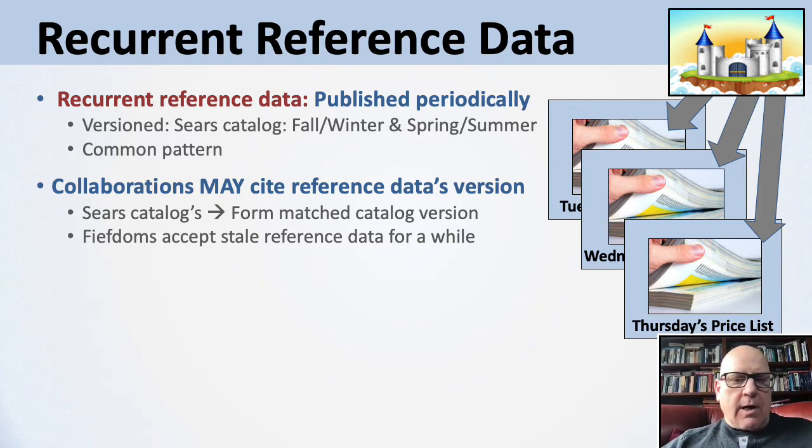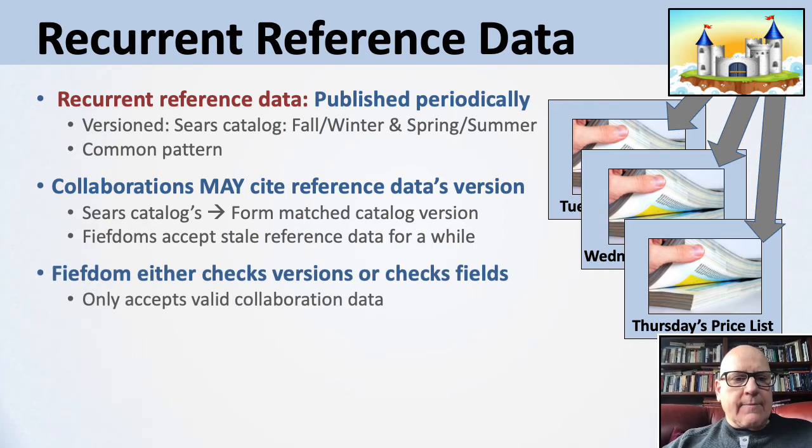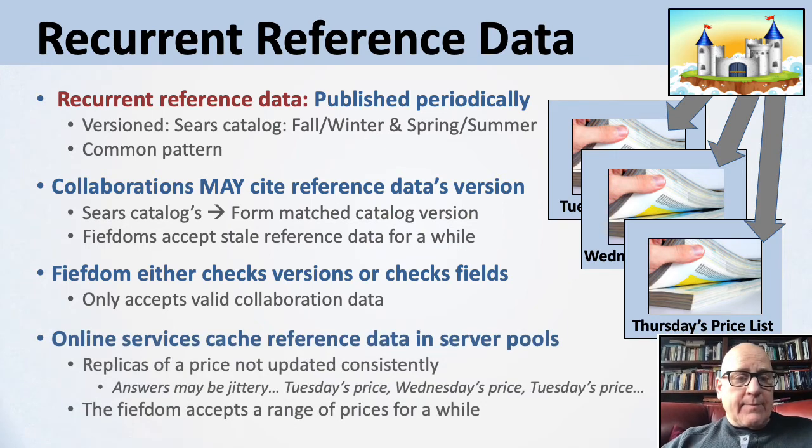You typically want to honor things for hours or days after the price changes. So the fiefdoms may accept stale reference data because this is not an atomic right-now thing. It's got time and a lag of time that needs to be tolerated in order to make the business work. So the fiefdom either checks the versions or checks the fields, and it only accepts collaboration data that it thinks is within the bounds it wants to do business using.